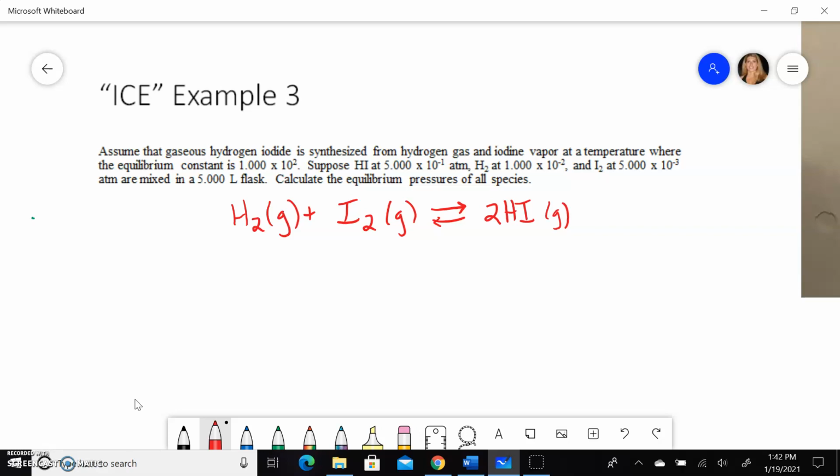unit of pressure. So if temperature and volume are constant, then the pressure is directly proportional to the number of moles. And so you can use the pressures in place of the concentrations or in place of the moles when you're doing K or Q. And so they gave us K. We can go ahead and write that out.